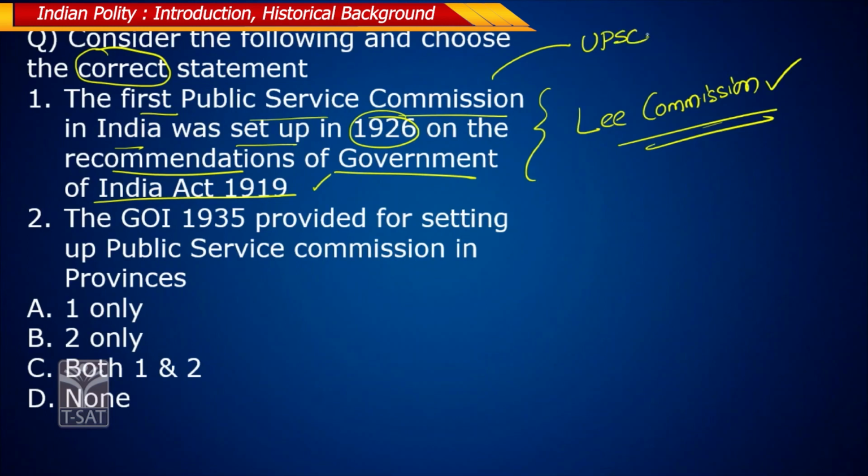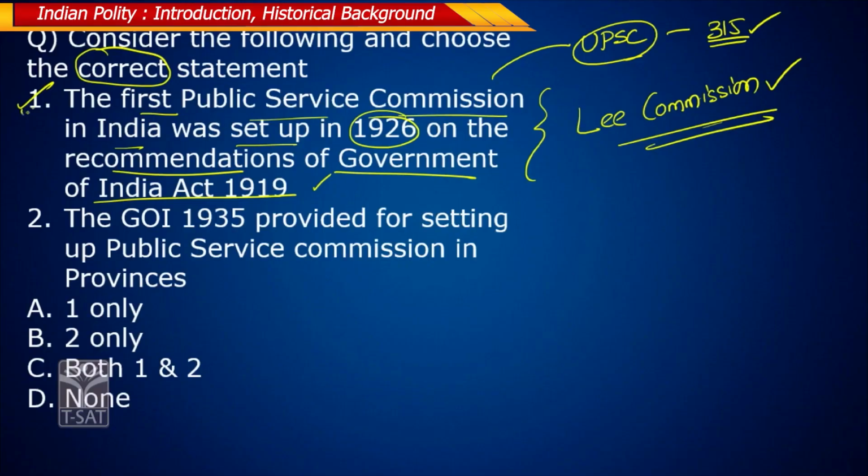What we all know today is that the Union Public Service Commission is discussed in Article 315. Article 315 of the Constitution talks about the Union Public Service Commission. So, the first statement is correct. Look at the second statement.